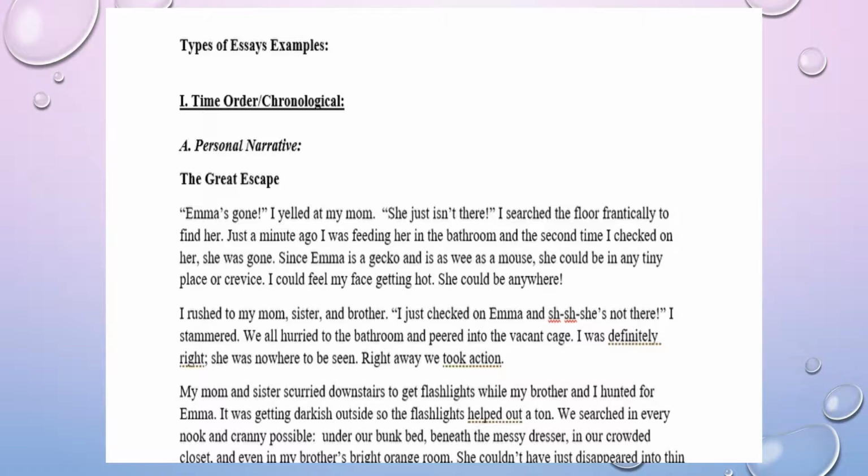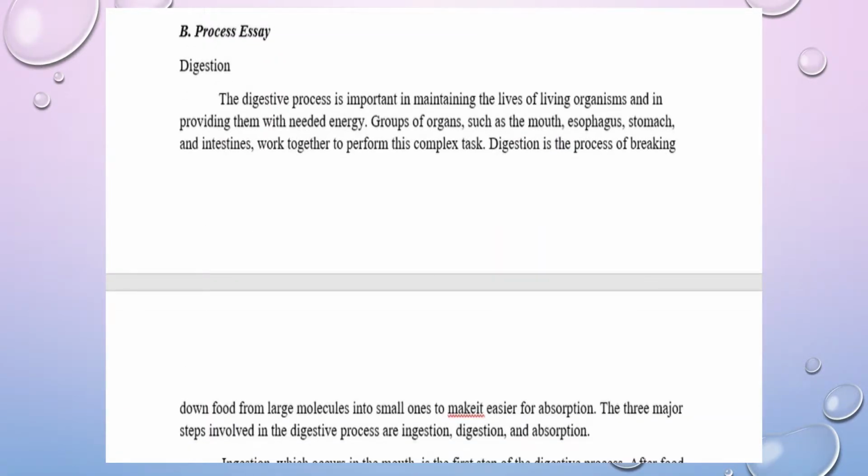Emma's gone, I yelled at Mom. She just isn't there. I searched the floor frantically to find her. Just a minute ago, I was feeding her in the bathroom, and the second time I checked on her, she was gone. Since Emma is a gecko and is as wee as a mouse, she could be in any tiny place or crevice. I could feel my face getting hot. She could be anywhere. Okay, and so this particular personal narrative is telling the story of Emma the gecko's great escape. Okay, and we discussed personal narratives in detail in Unit 1.